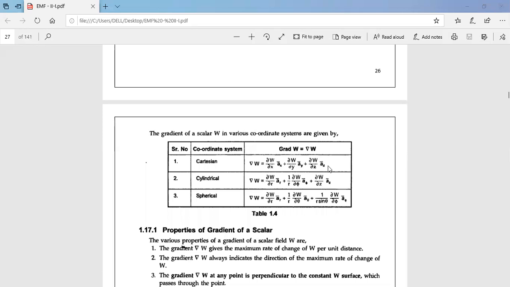If W is in cylindrical coordinate system, del of W would be the differential of W with respect to R, AR, plus 1 upon R times the differential of W with respect to phi, A phi, plus the differential of W with respect to Z, AZ.